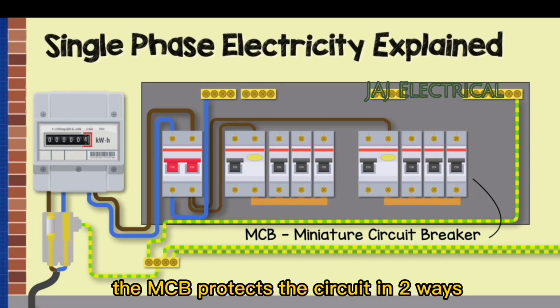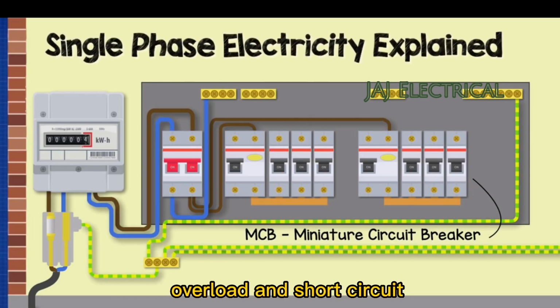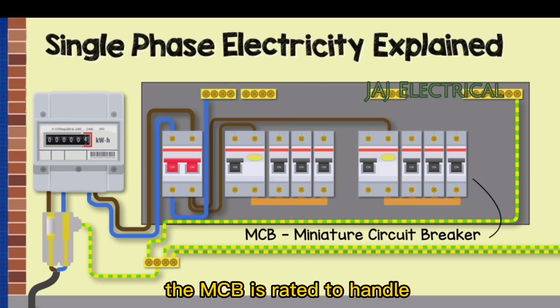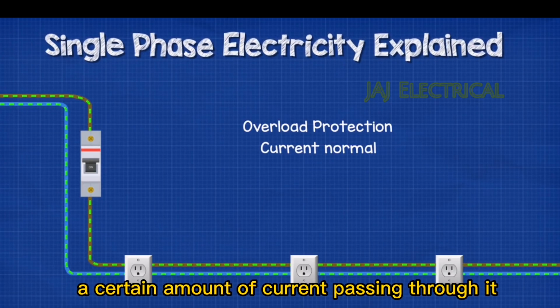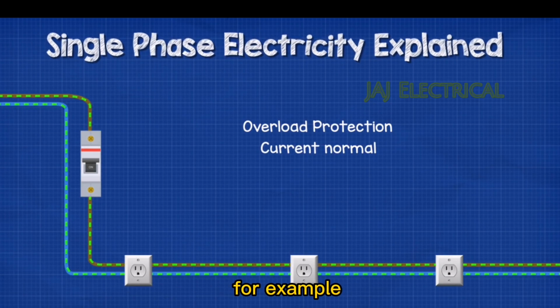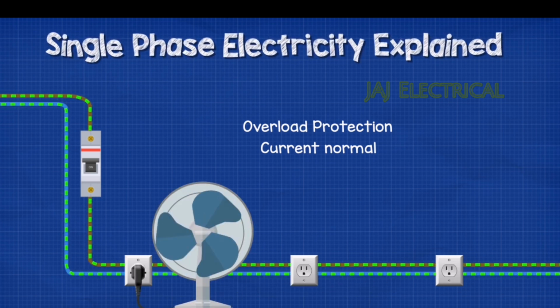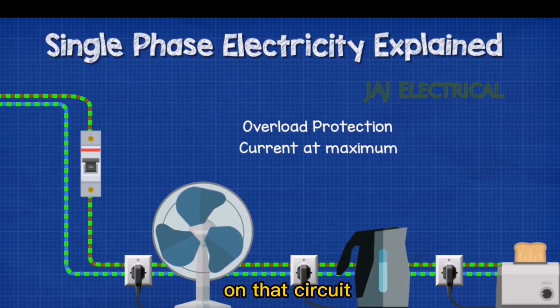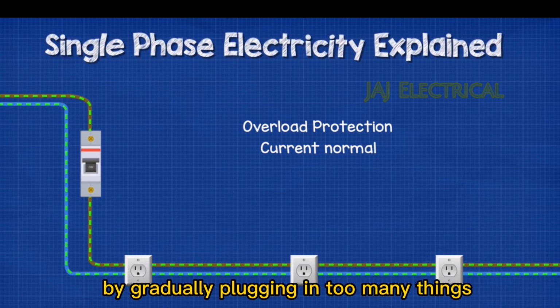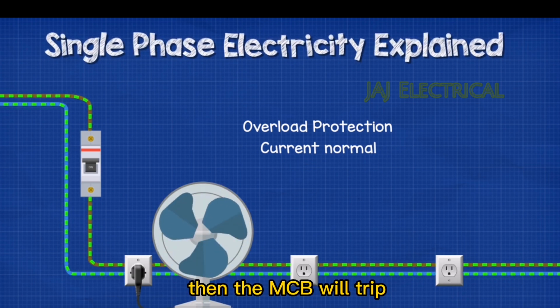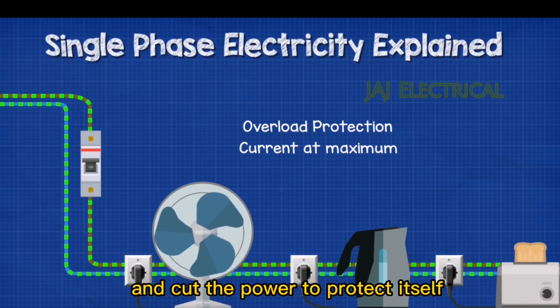The MCB protects the circuit in 2 ways: overload and short circuit. The MCB is rated to handle a certain amount of current passing through it, for example 32 amps for the plug sockets. If this value is exceeded on that circuit, for example by gradually plugging in too many things, then the MCB will trip and cut the power to protect itself.